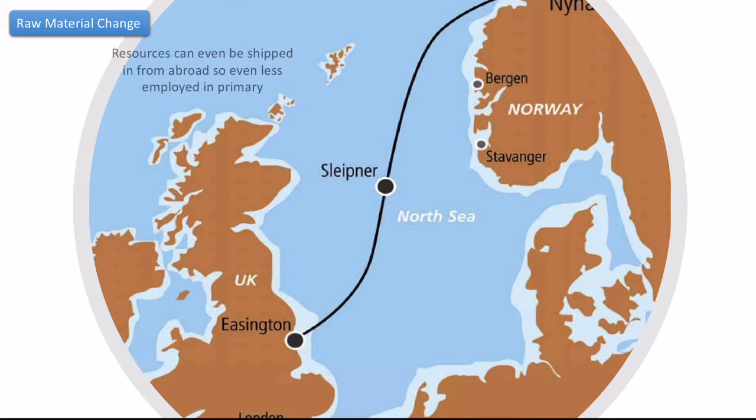Another factor is that we can also now ship resources from other countries. So even less people are needed in primary in places like the UK because we can just get the resources from abroad. The Langeled pipeline is a pipeline from Norway to UK that transports gas, which means we just get it from Norway without having to extract it ourselves. I'm now going to look at globalization.